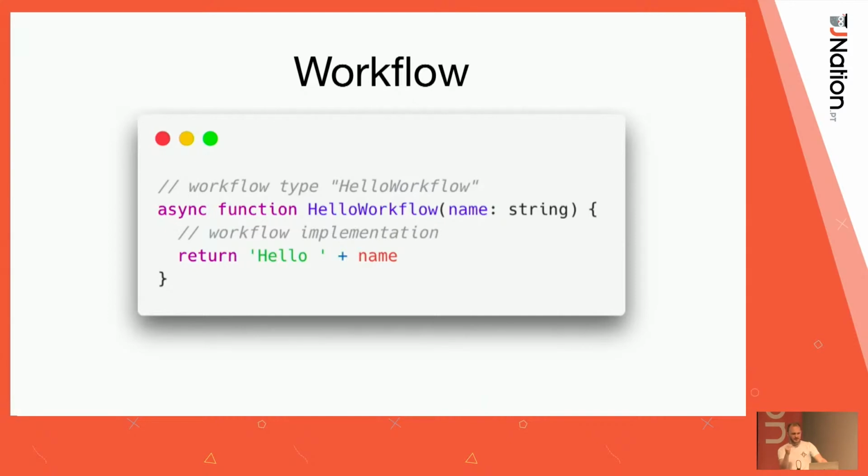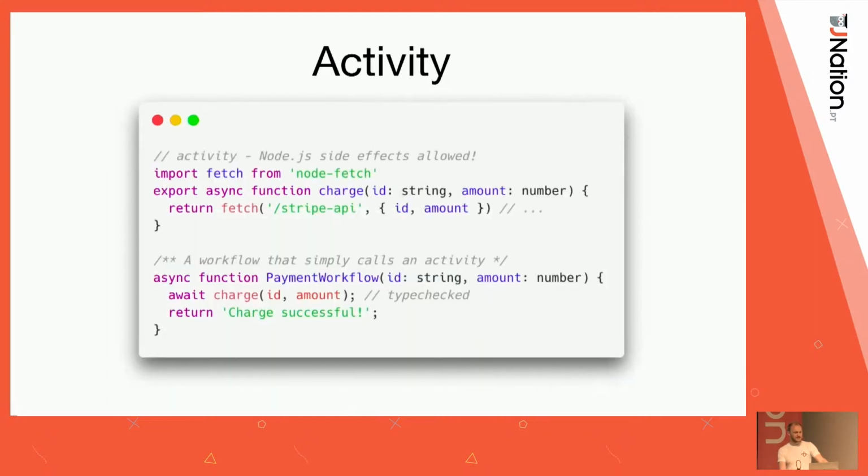So the basic unit of Temporal is a workflow function. In JavaScript and TypeScript, it's a simple async function that returns some value and might call some activities. Activities are any kind of function that talks to the outside world that might need to be retried or that might return a different value.